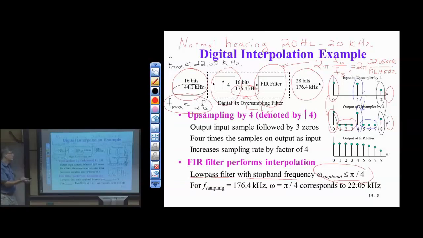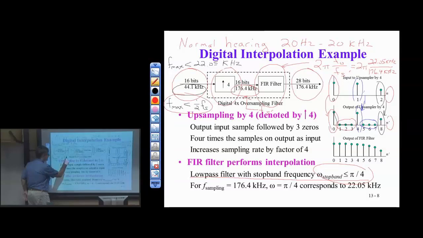And for the following reasons, because the F max that we have is half the original sampling rate, or less than, but less than or equal to is fine here. We really want to get rid of 22.05 kilohertz and higher. Okay, so we're going to put this pi over 4 in as our stop band frequency.